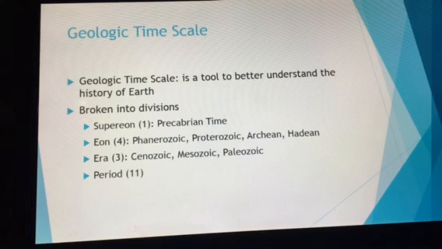We'll talk about each one of these eons, eras, and periods a little bit more later on. But it's really important to understand that these are all tools that we can use to put together, hey, what has happened on the planet and where are we sitting at?